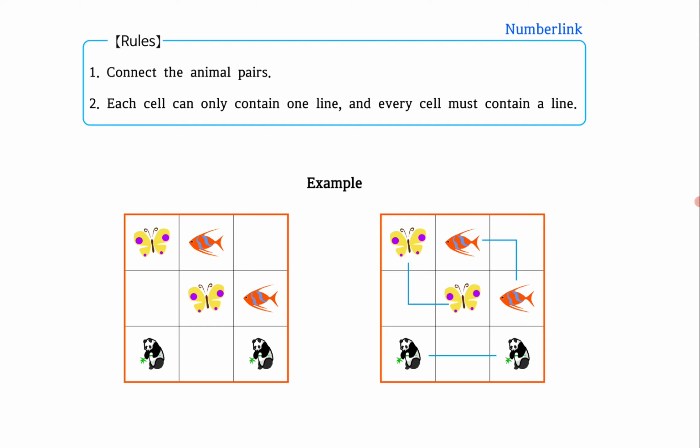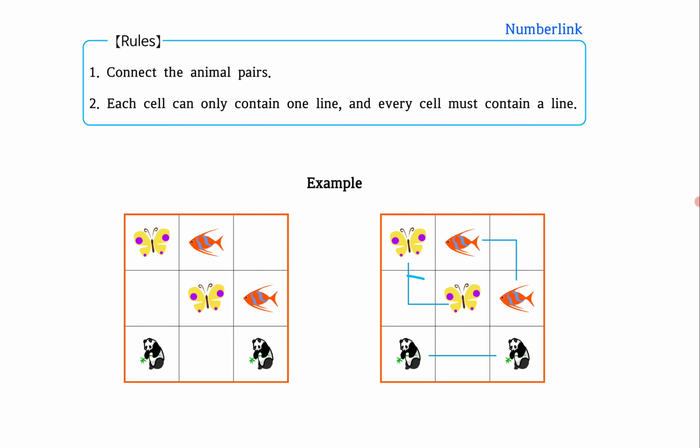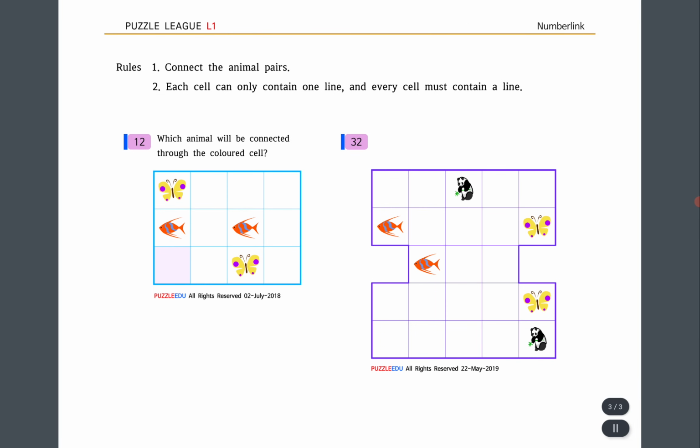So if you look at the example on the right here, we can see that the butterflies are connected, the fish are connected, and the panda bears are connected. Okay, and we can also see that every cell has a line in it, right? It contains a segment of a line, and that's important as well. Okay, so now that we know the rules, let's take a look at a few examples.